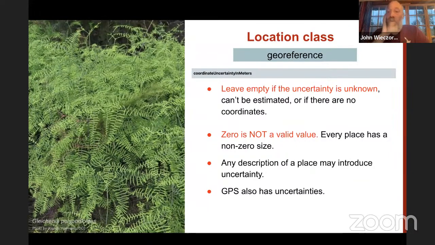Note that even if you do a georeference and it's perfect, there's no such thing as a coordinate uncertainty in meters of 0. It's not possible. No place on the planet has 0 size, and we can't measure it to within no uncertainties. So keep that in mind. 0 is not a valid value for a coordinate uncertainty in meters. Any description of a place has many sources of uncertainty, and as we've seen briefly, and as we will see in detail later, every description introduces uncertainties in one way or another. That includes GPS. One might be tempted to think that GPS is the savior of all descriptions of place, but no, not only does it have its own inaccuracies, but if it's not used correctly, it can introduce terrible uncertainties. So it's not the savior we might have thought.